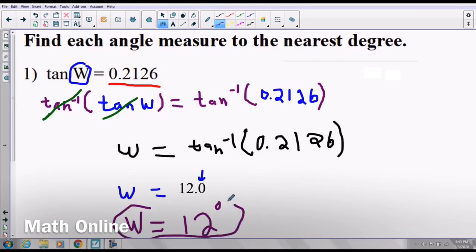So just remember, what does this mean? It means the measure of angle W is equal to 12 degrees. And that's what we were trying to find. Find each angle measure. And the measure of angle W is 12 degrees. All right, so if you guys are ready, let's move on to the next slide.